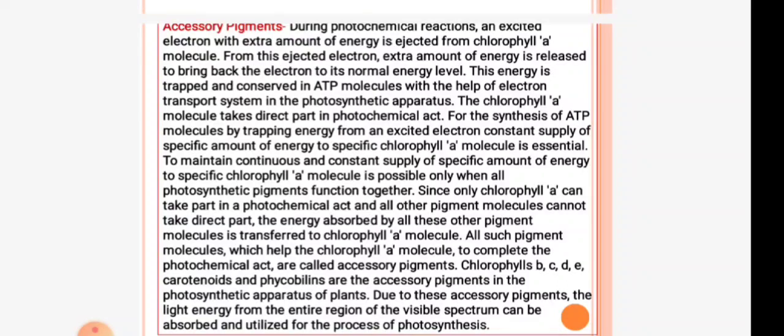All such pigment molecules which help the chlorophyll A molecule to complete the photochemical act are called accessory pigments. Chlorophyll B, C, D, E, carotenoids, and phycobilins are accessory pigments. Due to these accessory pigments, light energy from the entire region of the visible spectrum can be absorbed and used for photosynthesis.